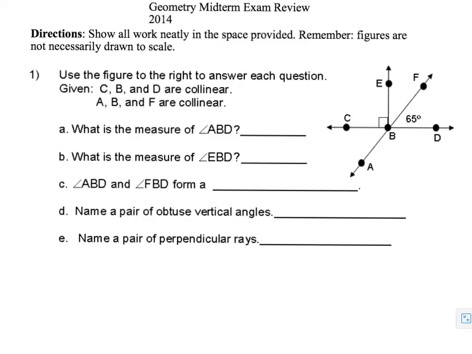Given C, B, and D are collinear, and A, B, and F are collinear. That means those 3 points make a line. We all know a line has 180 degrees. Before we answer these questions, let's go ahead and fill in the measurements that we know over here. I see a right angle right here, so we're going to make that 90 degrees.